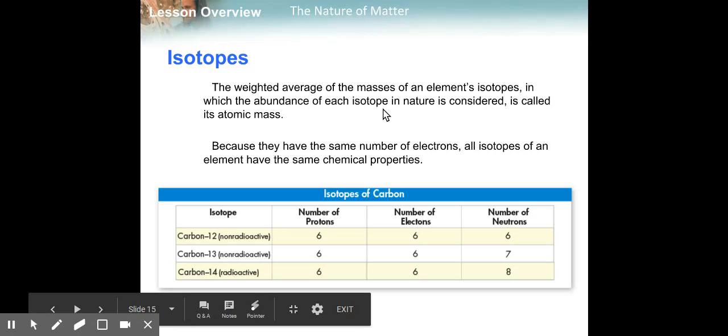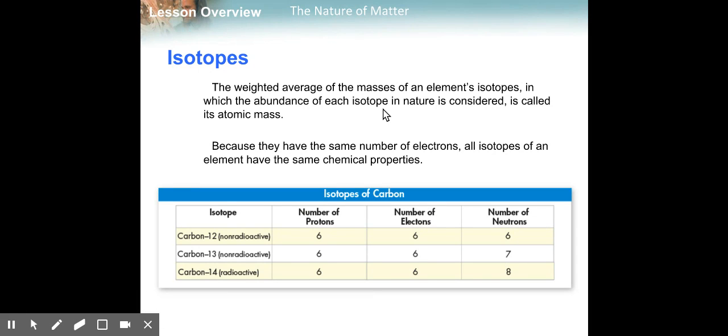The atomic mass. If an element has a bunch of different isotopes, the atomic mass for that element will be the average of the isotopes. And when they do that, they consider how much of that isotope actually exists in nature.